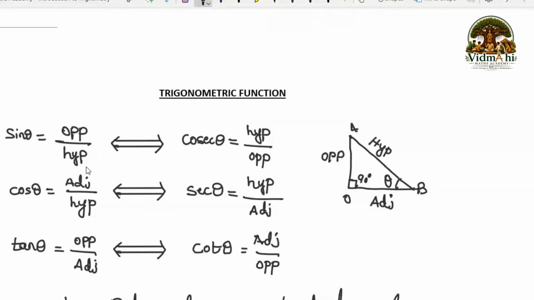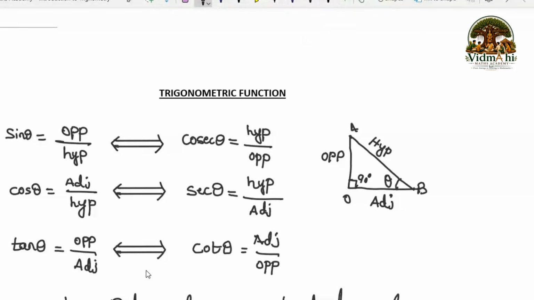Now sin theta is opposite by hypotenuse, cos theta is adjacent by hypotenuse, tan theta is opposite by adjacent, cosec theta is hypotenuse by opposite, sec theta is hypotenuse by adjacent, cot theta is adjacent by opposite. And there is a relation: cosec theta is the reciprocal of sin theta, sec theta is the reciprocal of cos theta and cot theta is the reciprocal of tan theta.